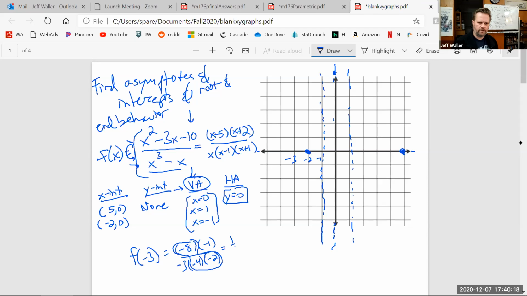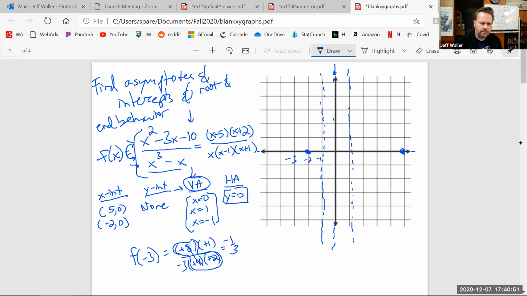So I get -1/3. These positives cancel, and then these negatives cancel, so you get -1/3. F of -3 is -1/3, but I'm just going to hold on to that for a minute. I'm plugging a few points in, not only to see where the function is, but also to see what scale I want to make the y-axis.